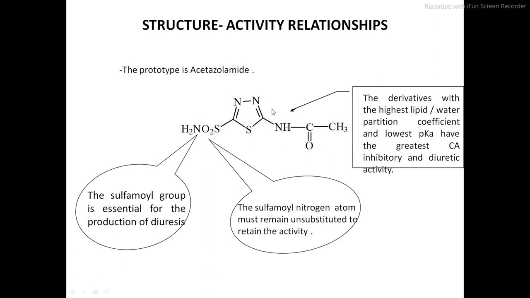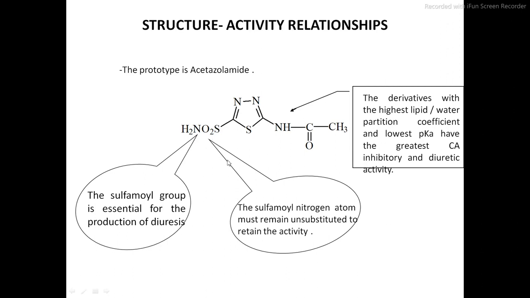So the primary SAR point is what? The sulfonyl group, that is SO2NH2. This sulfonyl group is essential to show the diuretic effect, right? If you want the diuretic activity of these heterocyclic sulfonamides, then this sulfonyl group is mandatory. If it is absent, then it does not show the diuretic effect.